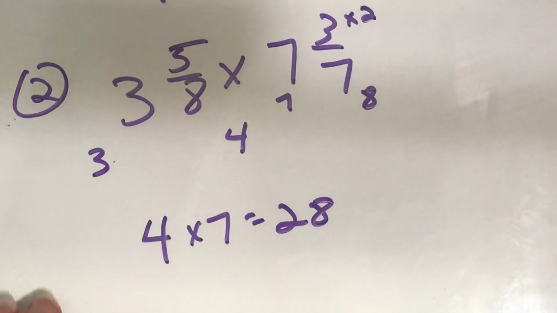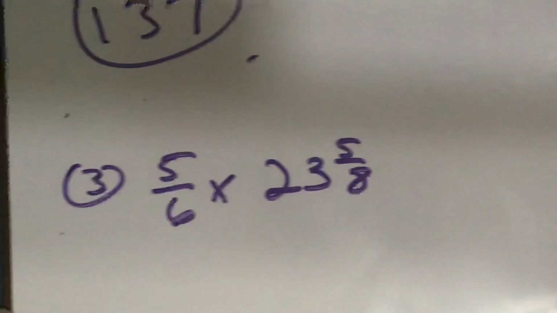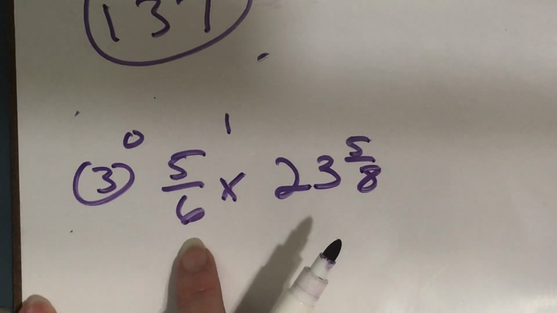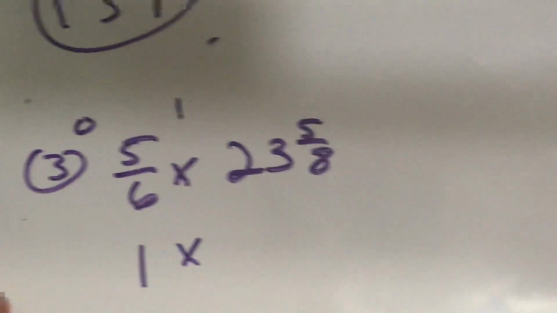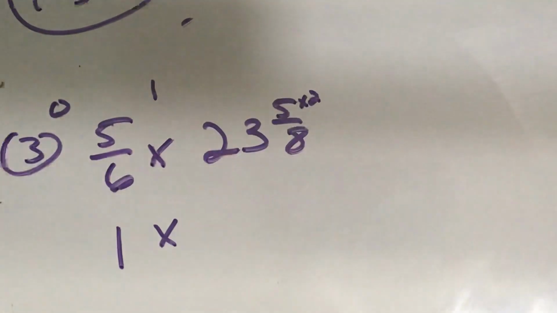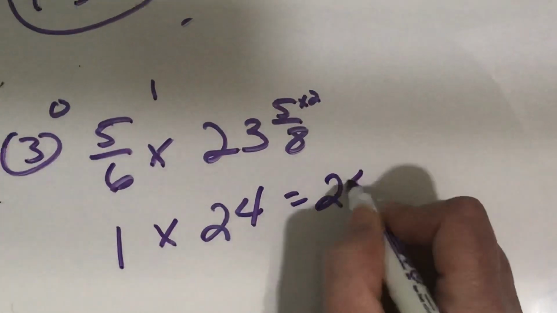Let's do one more on this page. Let's do number 3 because I have a fraction times a mixed number. So I have 5/6 times 23 5/8. So 5/6 I know comes between 0 and 1. 5/6 is greater than half because 3/6 is half. So it's going to round up to 1. And 23 5/8 comes in between 23 and 24. 5/8 is greater than half because 4/8 is half. And I can just check, doing 5 times 2, that's 10. So it's going to round up to 24. So 1 times 24 equals 24.